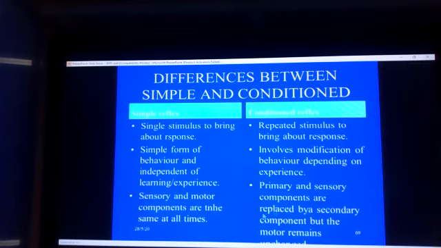So those are the differences between a conditioned and simple reflex action. Take time, read through them, and understand, because this is an area that can be examined in your exams. So, thank you.